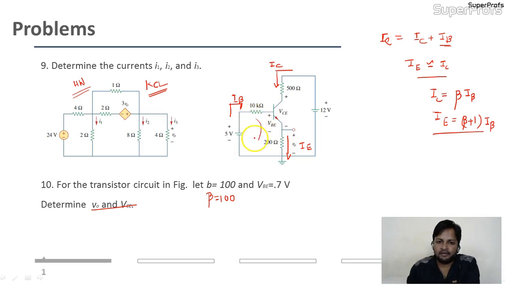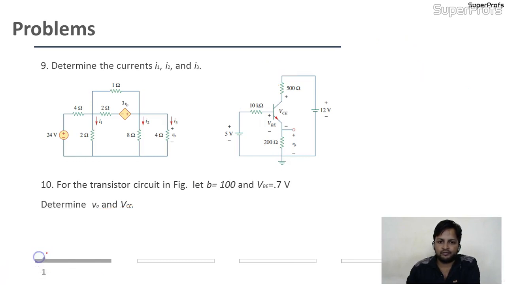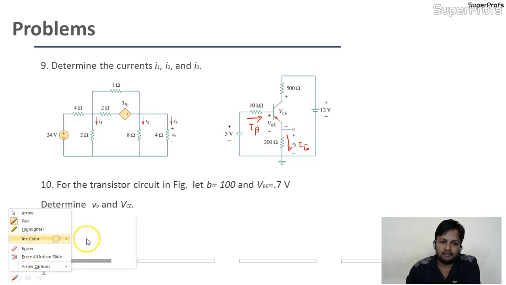Can I apply KVL in this circuit? Up to this junction, we have only IB in the circuit. And after this, the current is IE. So while solving, we'll keep this point in mind. Fine. So I'm going to apply KVL here. This is IB and this one is IE. Okay, apply the KVL.